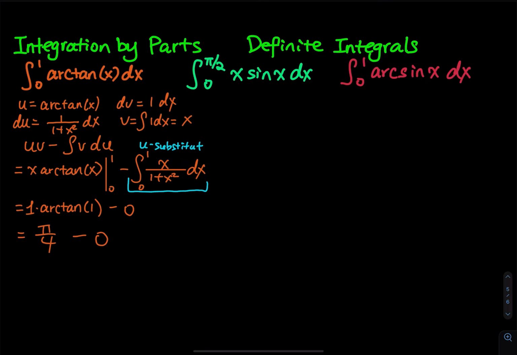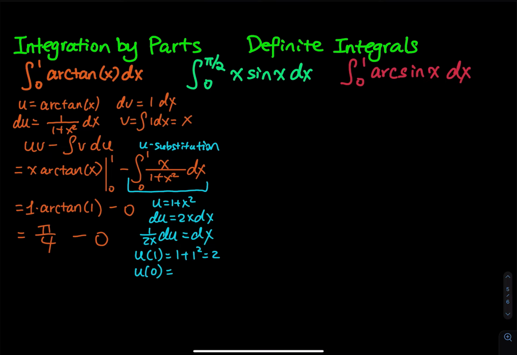I am going to let u equal 1 plus x squared. du is equal to 2x dx, and then 1 divided by 2x du equals dx. Since the 0 and 1 are in x, you have to put them in u, so you have to figure out what u of 1 equals. That is 1 plus 1 squared equals 2, and then u of 0 is 1 plus 0 squared equals 1. And then you will have an integral from u equals 1 to u equals 2.